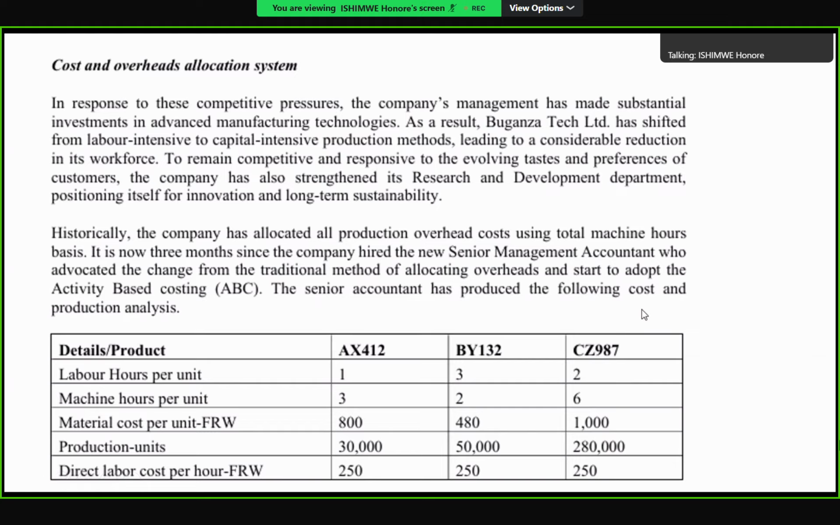Okay. We have details and the product information. Okay, one minute to pick a call here.